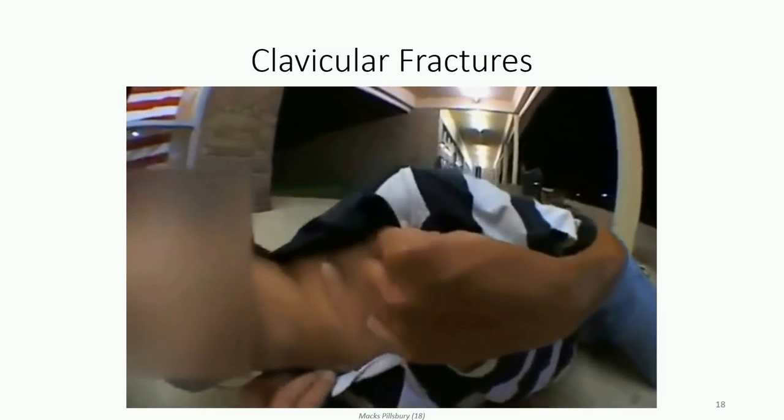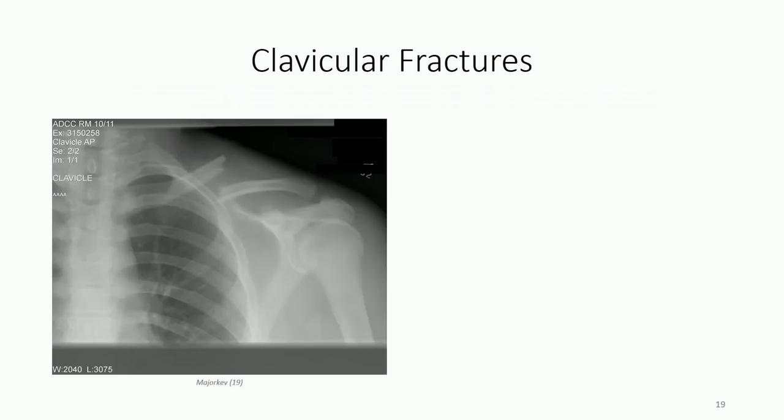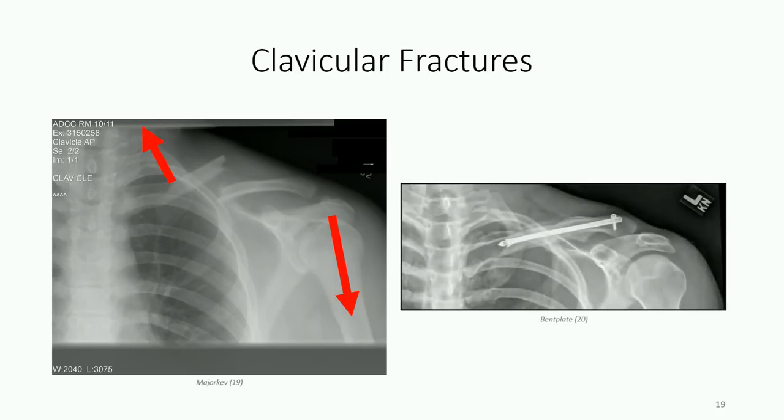Midshaft fractures are most common and result in a characteristic deformity. The proximal end of the shaft is displaced superiorly due to the unopposed pull of the sternocleidomastoid muscle, and the distal end is depressed due to the gravitational pull on the upper limb suspended from the coracoclavicular ligaments. This creates a step deformity that is apparent on visual inspection as well as x-ray. Fractures are typically repaired using internal fixation devices such as surgical plates or screws.